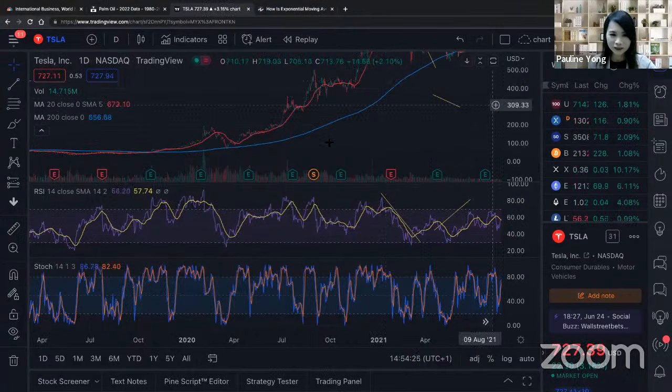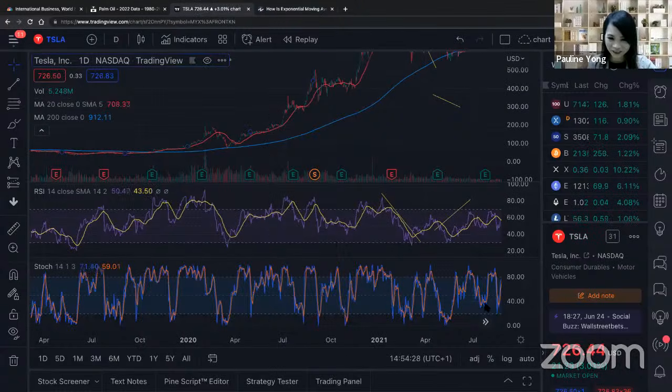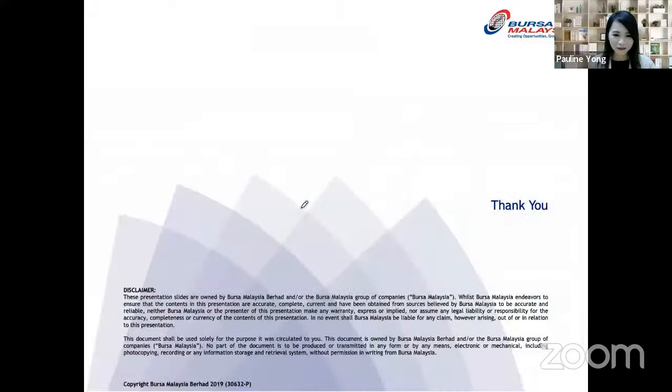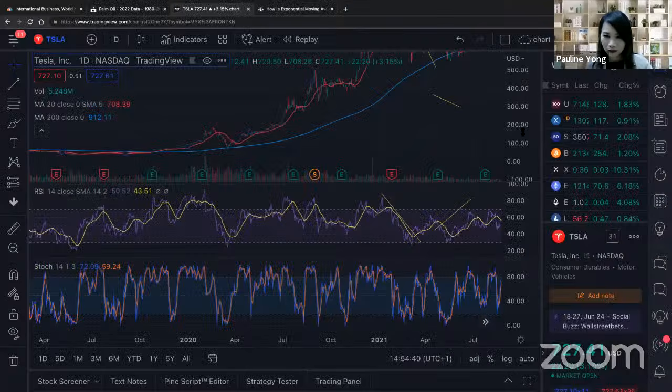Difficult to maneuver this chart. Never mind. Quickly, I cover my slide first. So case study and finish. So we go back to the chart there. So here, let's go back here.